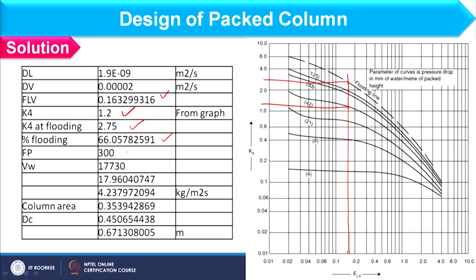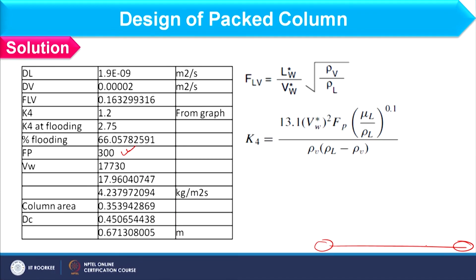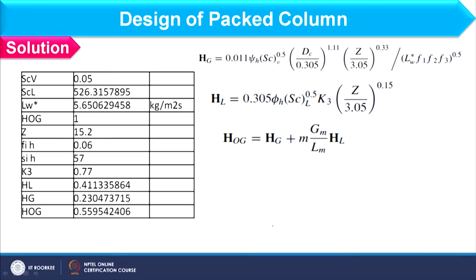FP value we can consider as 300 from this table corresponding to 25 size, right. In this way we can obtain the value, and we can further calculate VW star, okay, and that value we can obtain as 4.238 kg per meter square second, and so we can calculate the column diameter, which is again coming more than 0.6 m. Okay. So, this we have to consider in Hg calculation using Cornell's method.